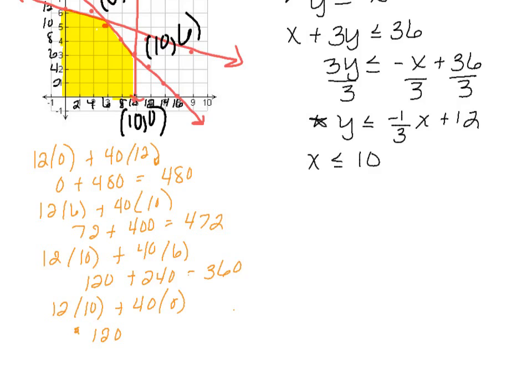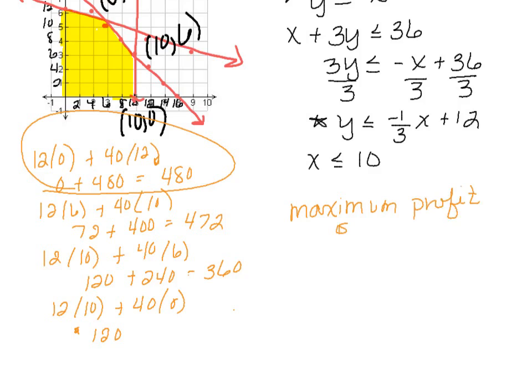So our maximum profit is here, meaning our maximum profit is $480 with 12 pigs and no goats.